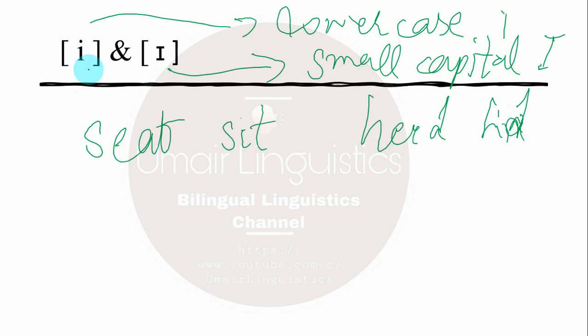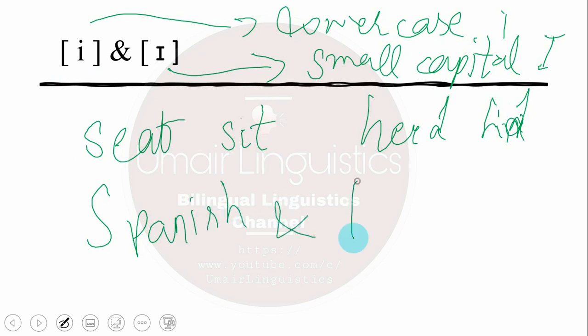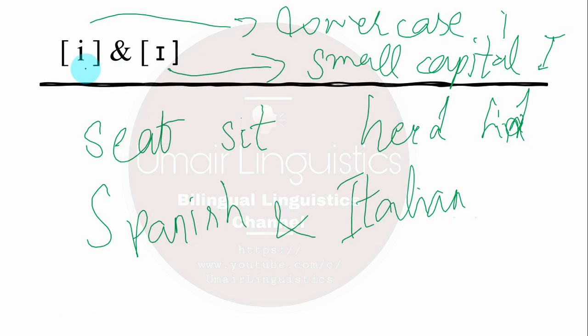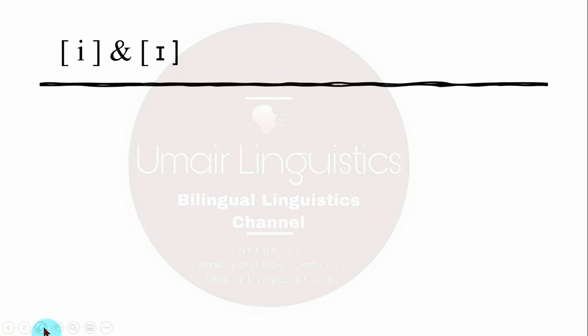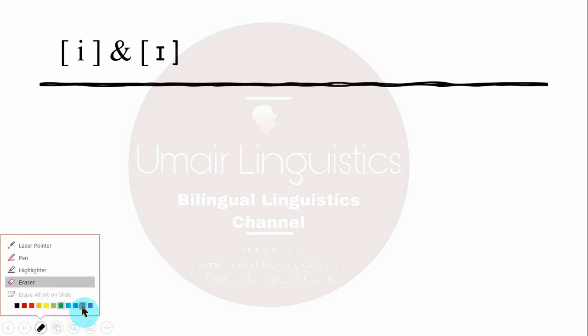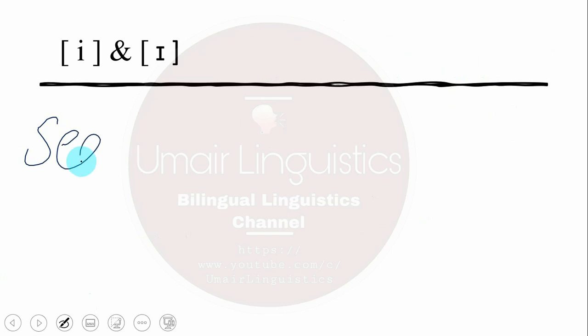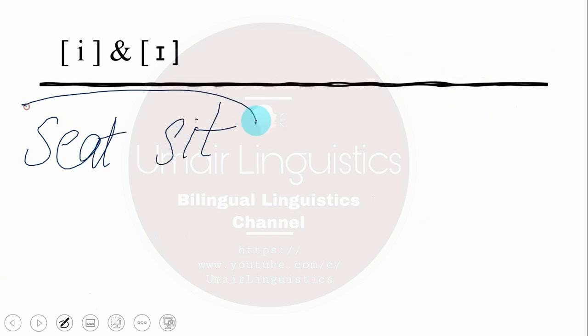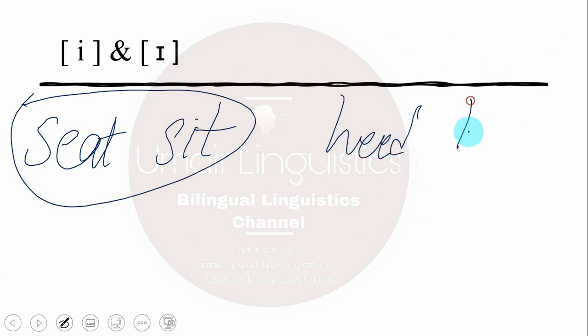This sound is also present in Spanish and Italian, and the same sound or the same letter we find in English as well. But the problem is that in English this symbol is used in two or more ways, unlike Spanish and Italian. As I have told you, let me erase everything. So in these two examples, like seat and sit, this pair, and heed and hid, this pair.